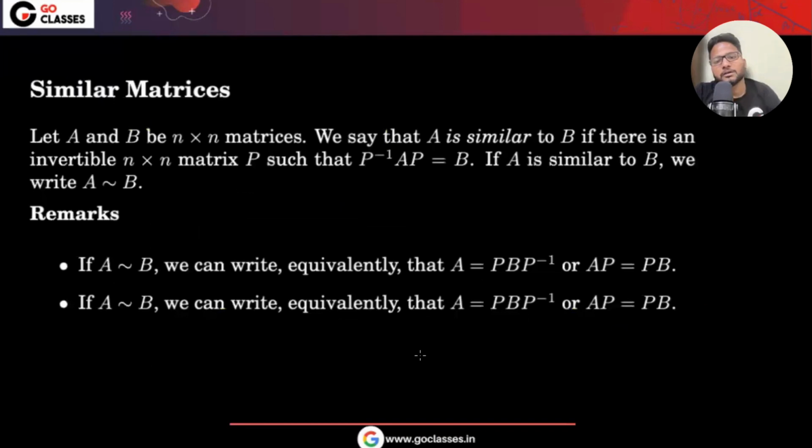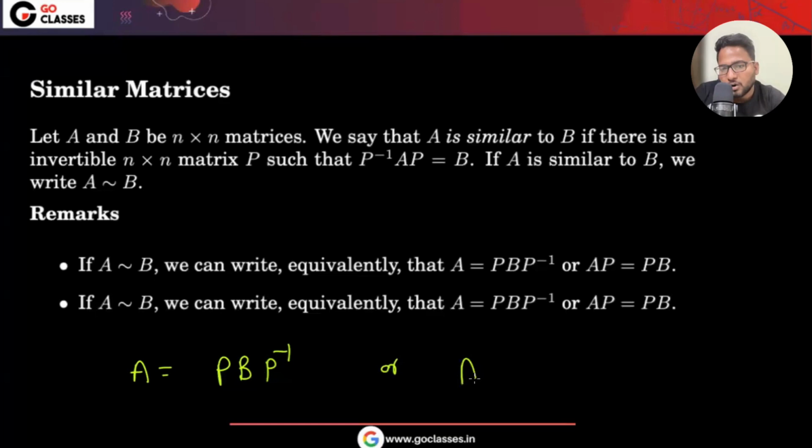Great. If we say that A and B are similar matrices, then we represent them like this. This is just a symbol. Equivalently, you can say there is a matrix P such that A equals PBP inverse, or AP equals PB. You can write it like this also. Why? Because if A equals PBP inverse, or maybe it doesn't really matter.